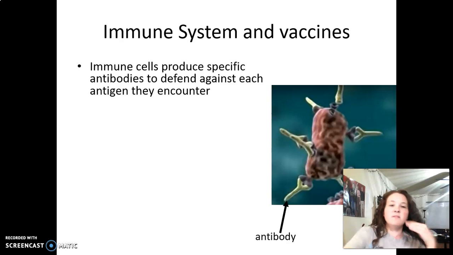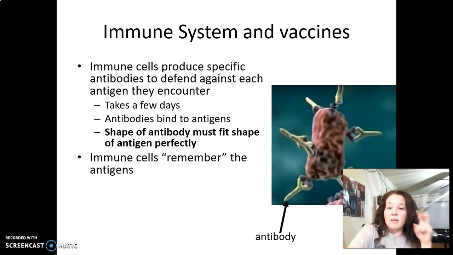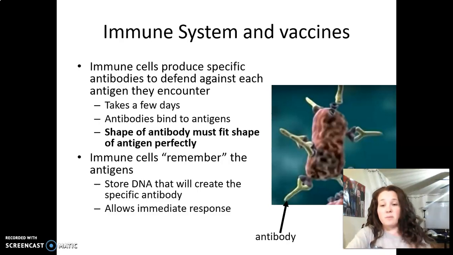Vaccines: immune cells produce specific antibodies to defend against each antigen that they encounter, as you saw from the video. And the shape of the antibody has to fit the shape of the antigen perfectly. It takes a few days to find the right DNA to make the right antibody for each antigen. But immune cells can remember the antigens, and they store the DNA that creates that specific antibody so that the next time they see the antigen, they don't have to go through their entire library of DNA trying to find the right DNA that will create an antibody that fits whatever antigen they see at the moment. This allows an immediate response.